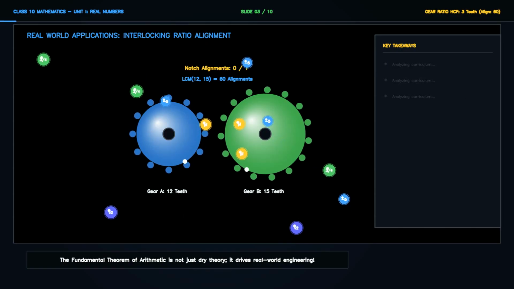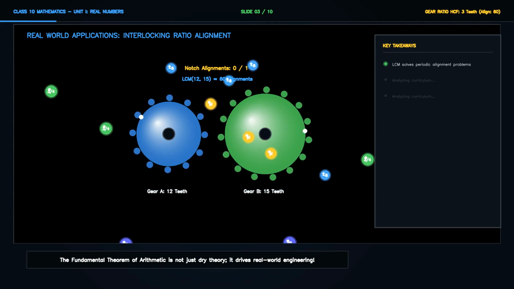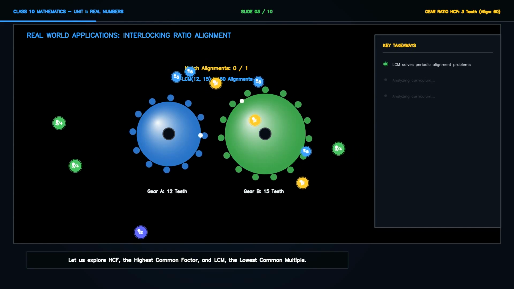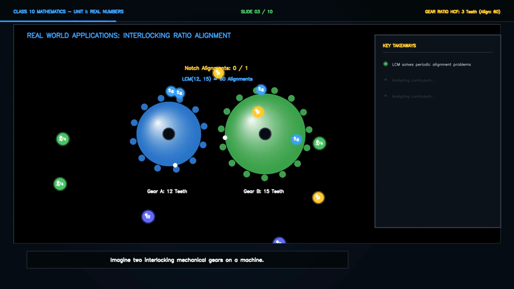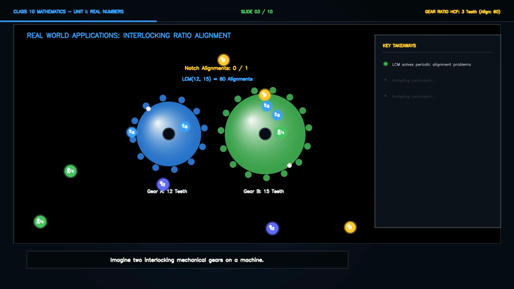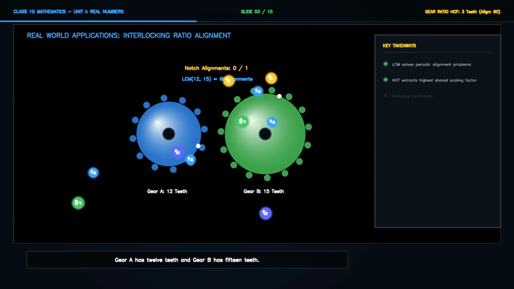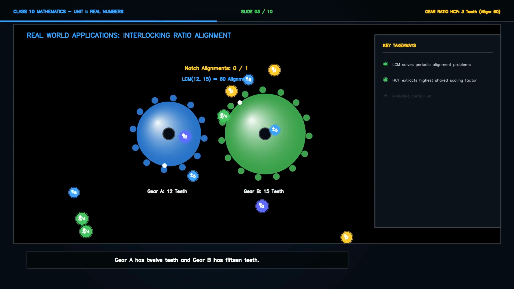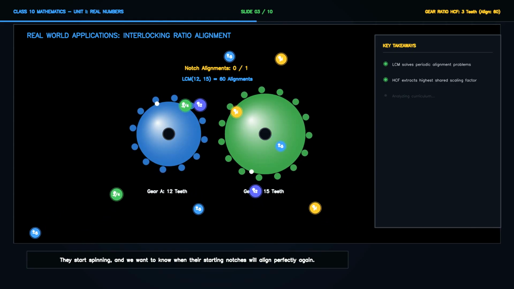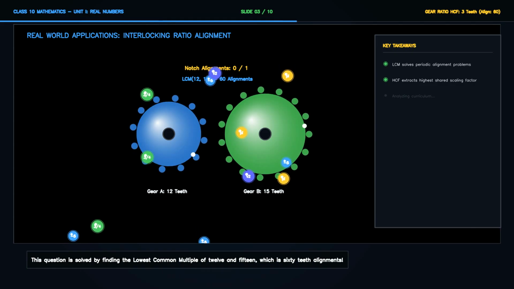The fundamental theorem of arithmetic is not just dry theory. It drives real-world engineering. Let us explore HCF, the highest common factor, and LCM, the lowest common multiple. Imagine two interlocking mechanical gears on a machine. Gear A has 12 teeth and gear B has 15 teeth. They start spinning, and we want to know when their starting notches will align perfectly again. This question is solved by finding the lowest common multiple of 12 and 15, which is 60 teeth alignments.